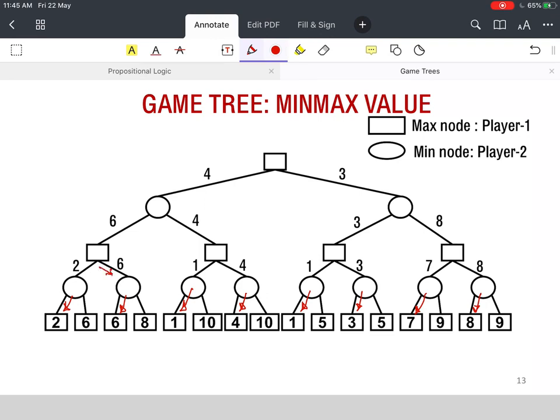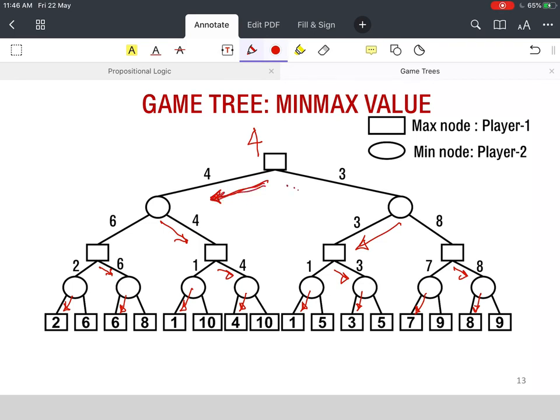At a max node, the value would be the maximum of its successors. It will be this node. Here it will be this node. Here it will be this node, and here it will be this node. Similarly, at a min node here, it will choose the minimum value here. This will choose the minimum value here. And at a max node here, this will choose the maximum value here. So this is how the best move that the person can make here is this side.